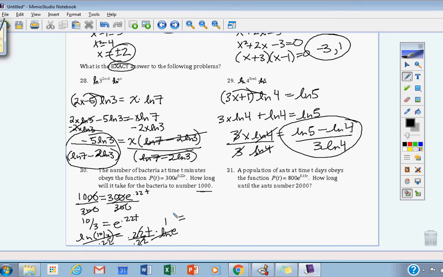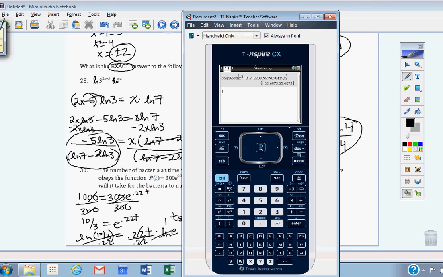and we get time as approximately, well, let's see. The problem was second natural log of 10, whoops, what happened there?